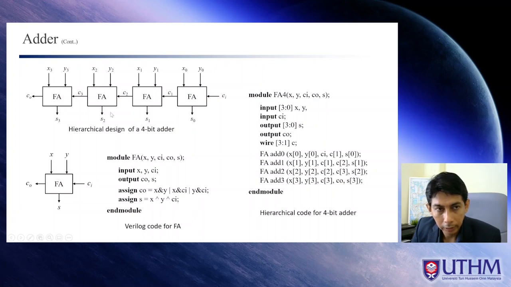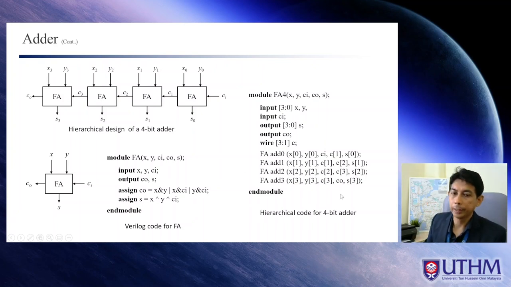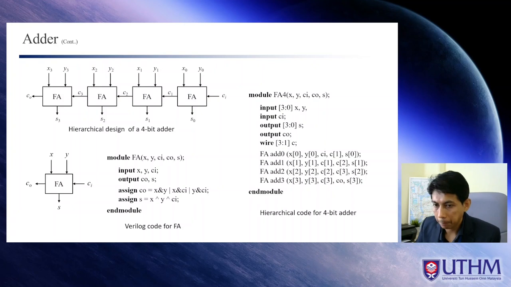The third one, add 2, x2, y2, c2, c3, s2. And the last one here, x3, y3, c3, c0, and s3. And now we have the 4-bit adder, right? As simple as that. If you have a bigger adder, you just have more, for example 8-bit, 16-bit, 32-bit, depending on the design requirement.